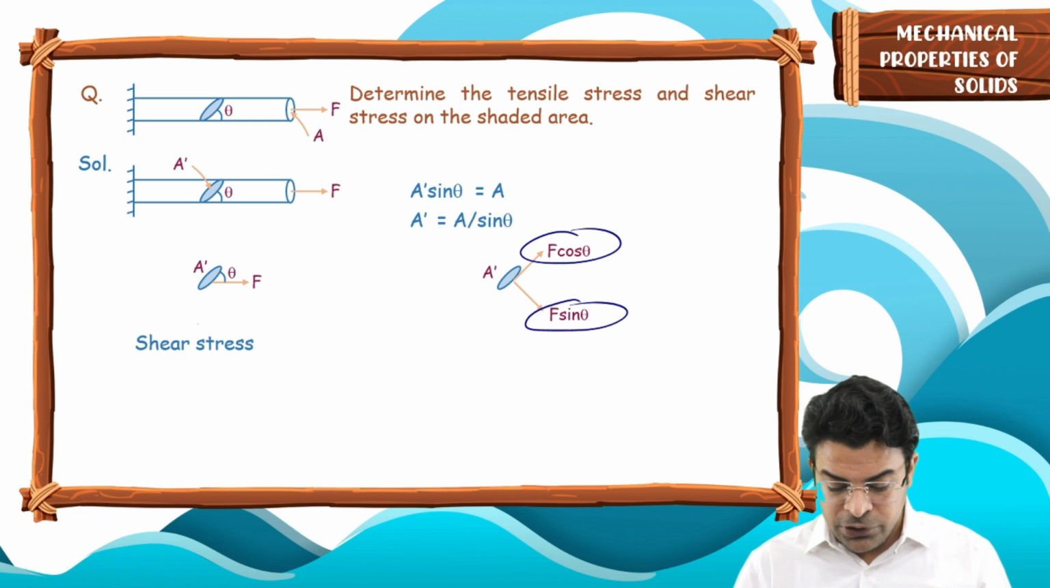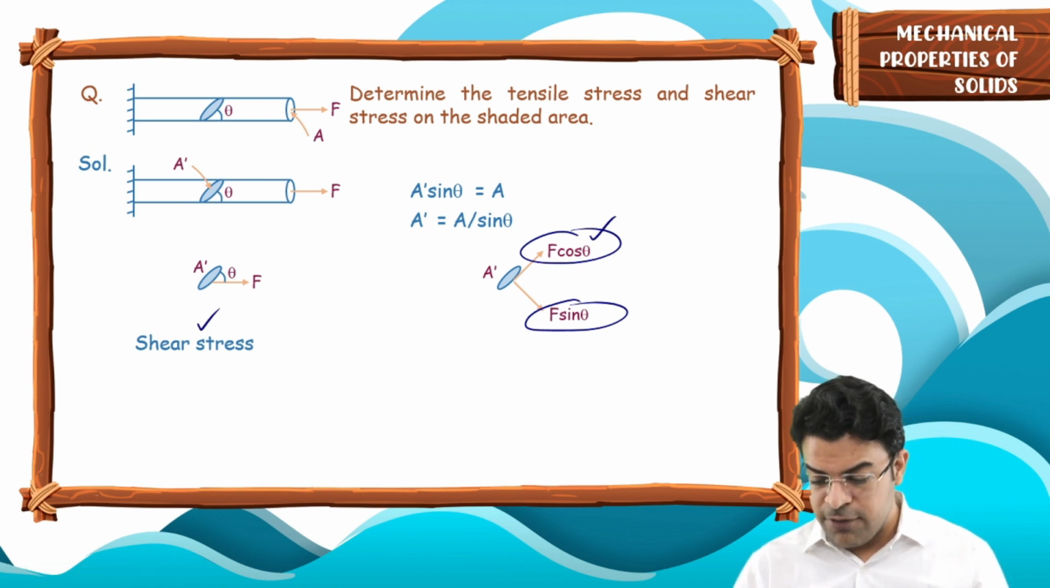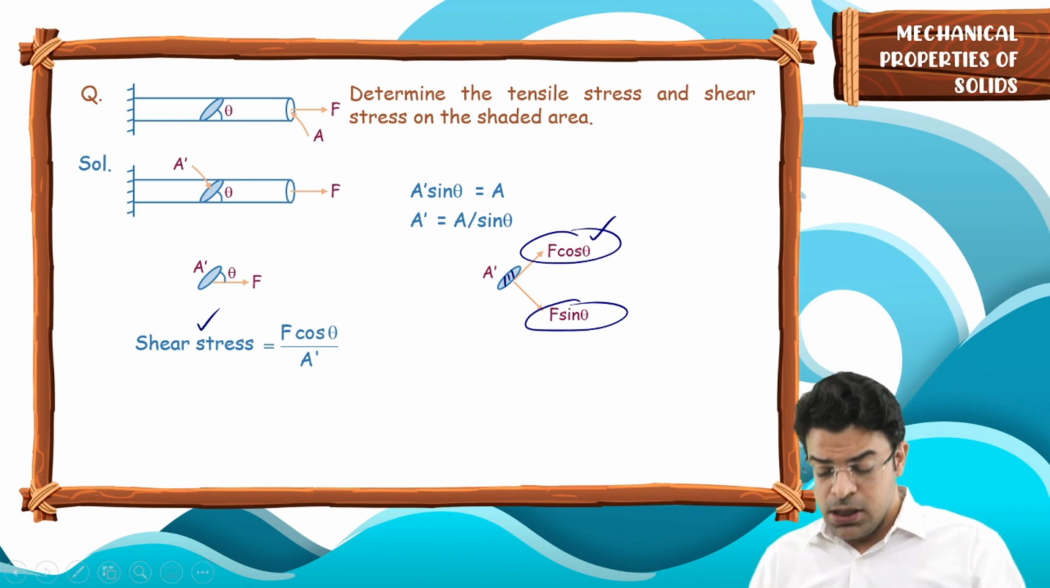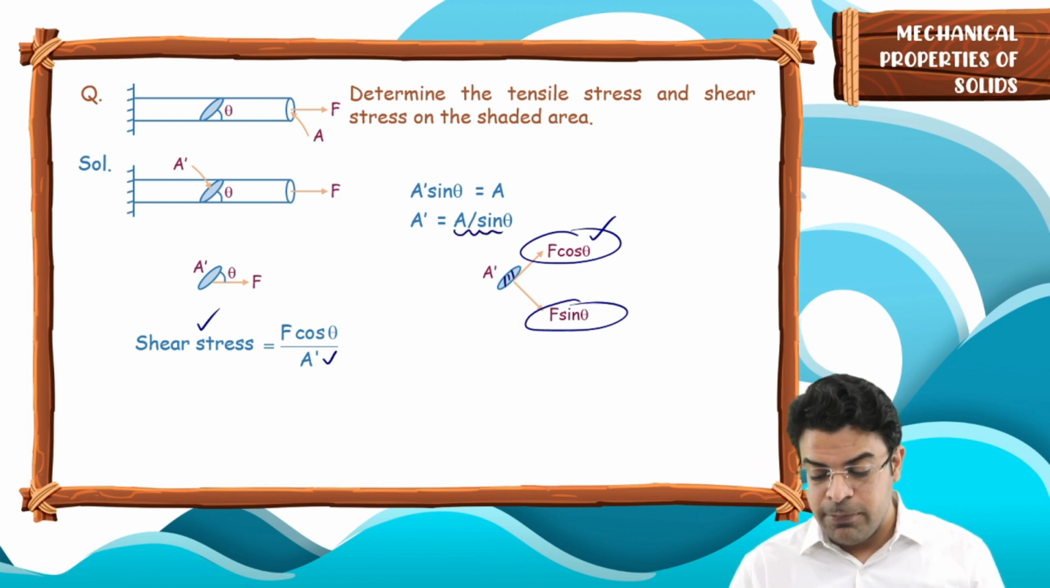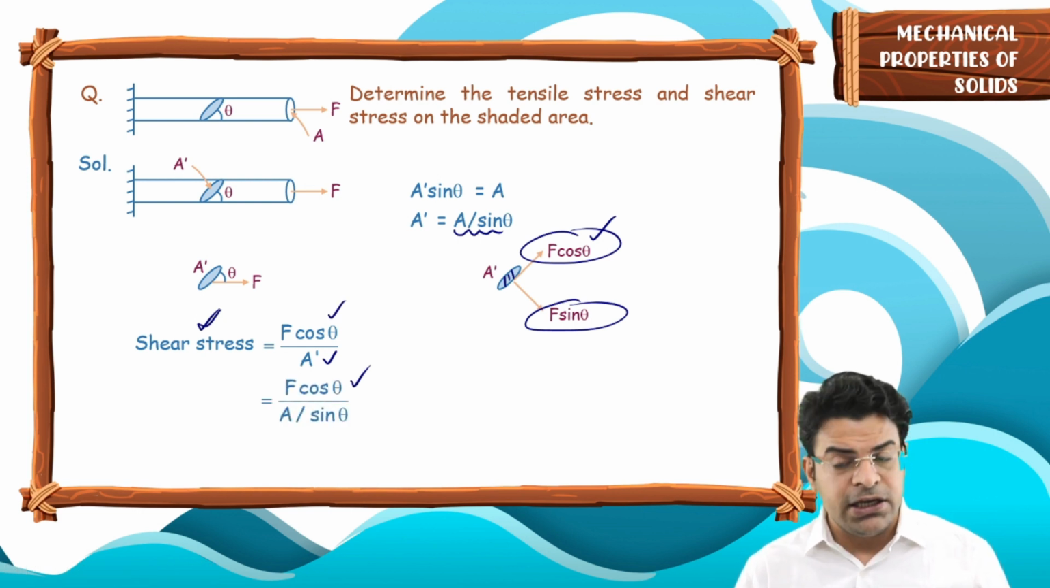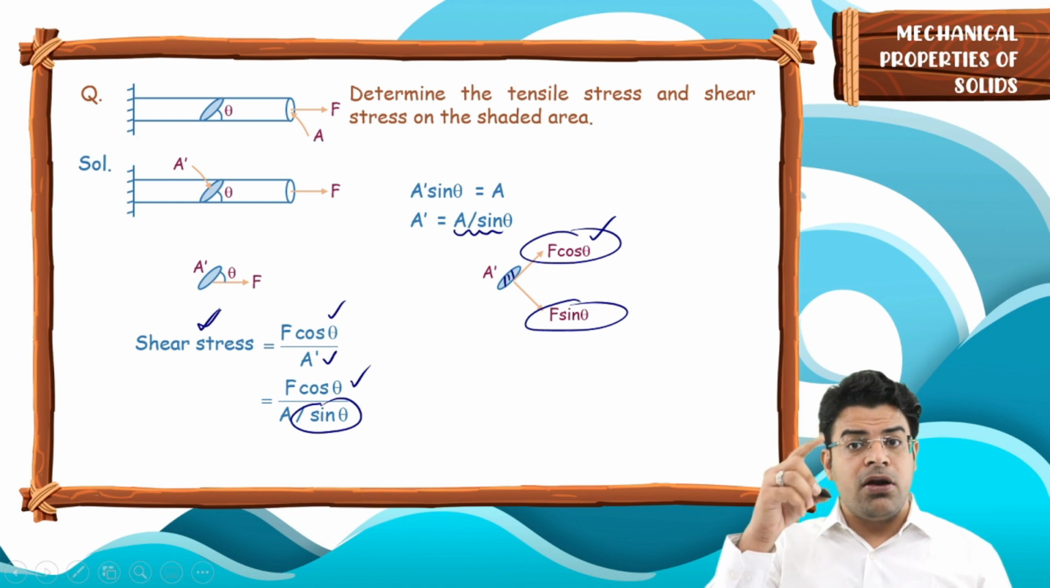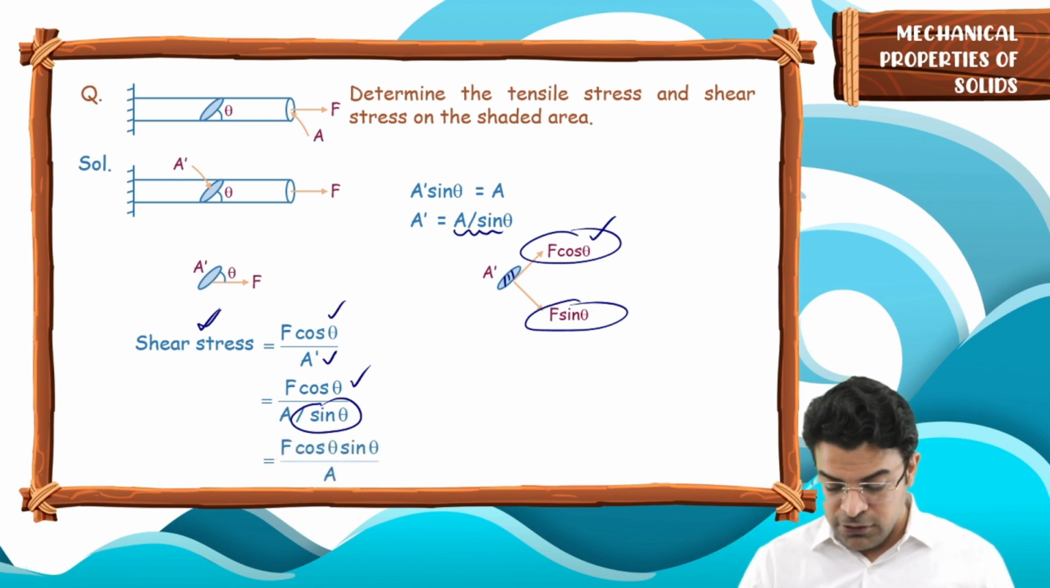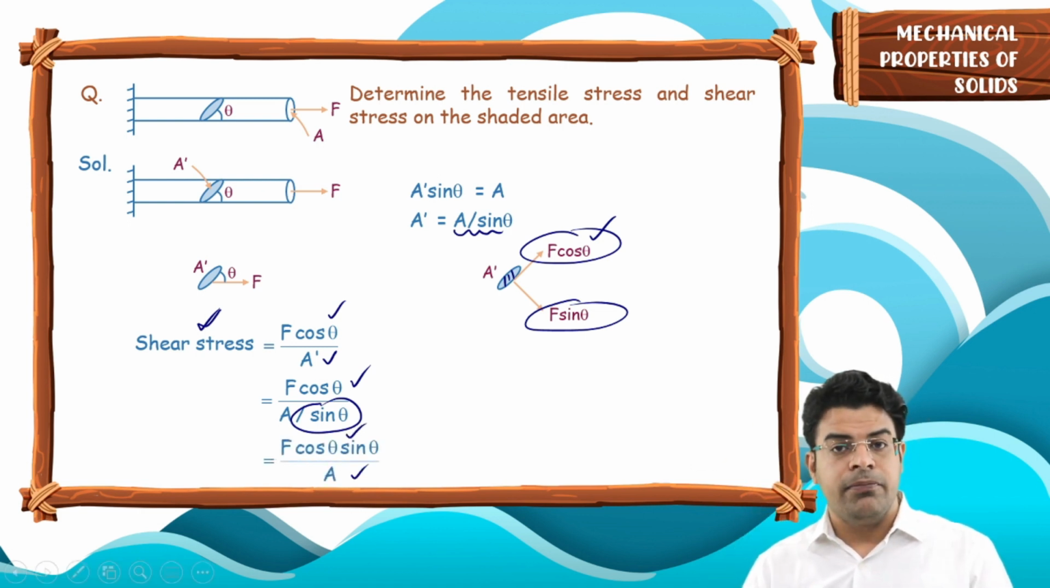So we can say the shear stress will be equal to F cos theta upon A dash, the area which it is trying to move. Now A dash can be written as A by sin theta. So you can write shear stress to be F cos theta upon A by sin theta, and this sin theta moves from denominator to the numerator. So you will get F cos theta sin theta by A.